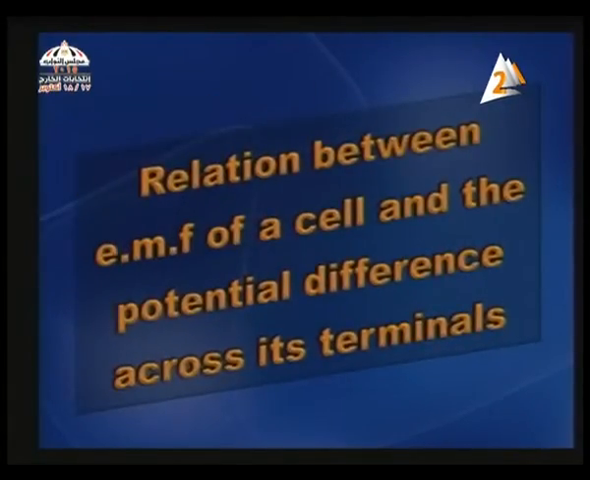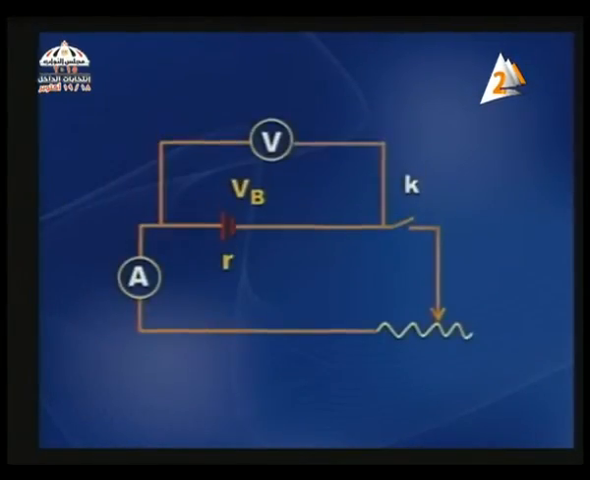Now talking about the relation between EMF of a cell and the potential difference across the terminals of the cell. To investigate this, we've got a circuit in front of you. We've got a battery. Across the battery there is a voltmeter, and we've got an ammeter, a rheostat, and a switch, denoted by the letter K.